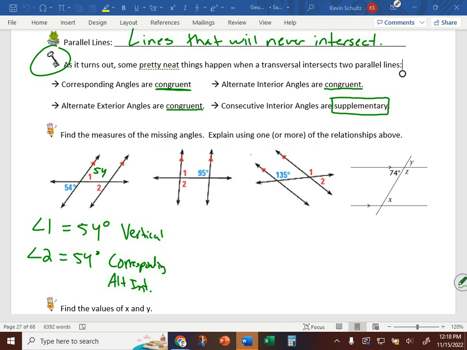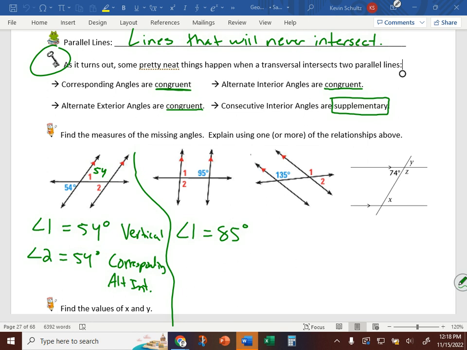The second diagram. What do you want to go for first, angle 1 or angle 2? Just be prepared to defend your answer. What is the measure of angle 1? 85. And how did you get that? Is that right? It is. And how did you get that? Interior angles are supplementary. Yes.